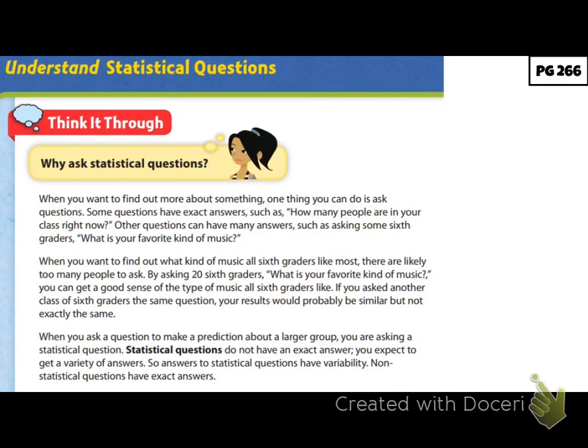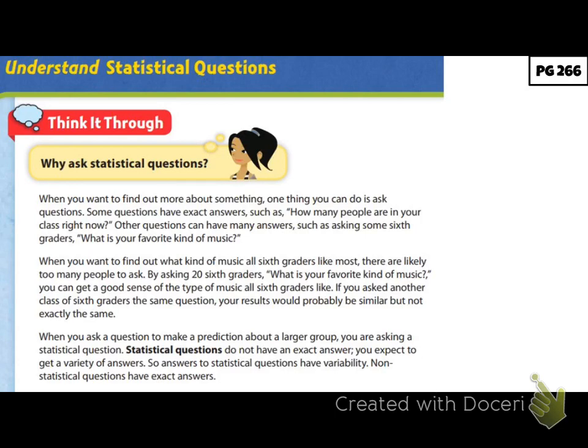When you want to find out more about something, one thing you can do is ask questions. Some questions have exact answers, such as, how many people are in your class right now? You can look around the room and count how many people there are. Other questions can have many answers, such as asking some sixth graders, what is your favorite kind of music? If you went around to your class and asked that, you would get a lot of different answers. It wouldn't all be the same. Some might, but not all of them.